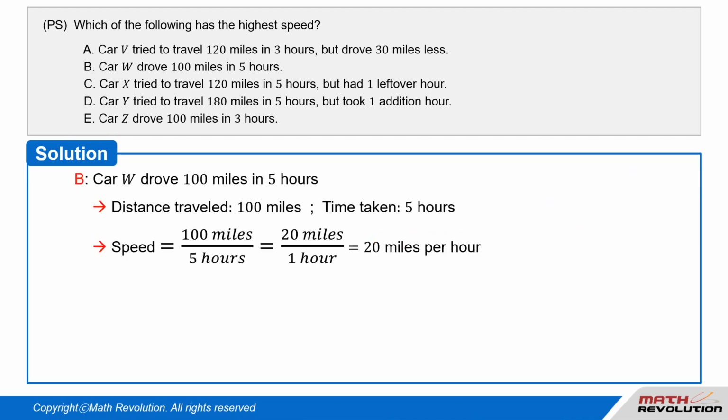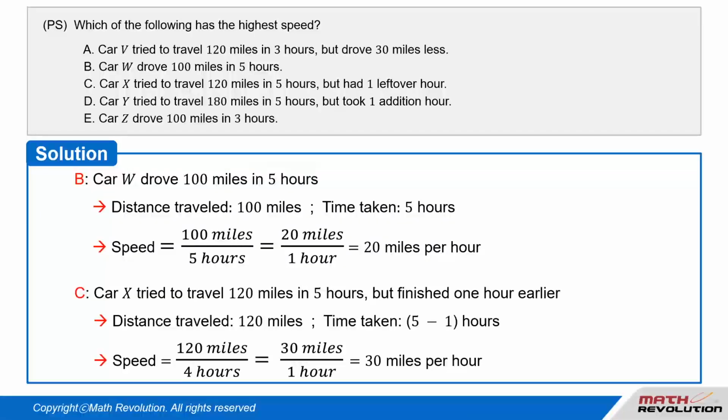B. Car W drove 100 miles in 5 hours. The distance traveled is 100 miles, and the time taken is 5 hours. So speed equals 100 miles over 5 hours, which equals 20 miles over 1 hour, which equals 20 miles per hour.